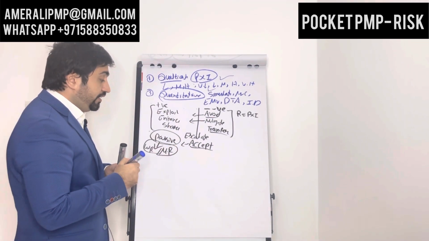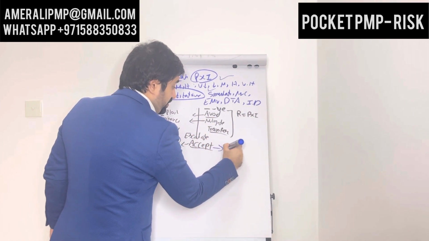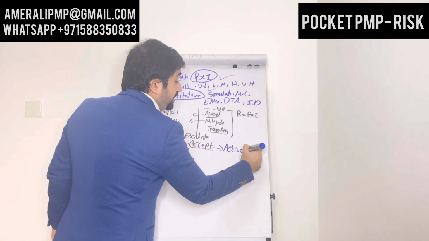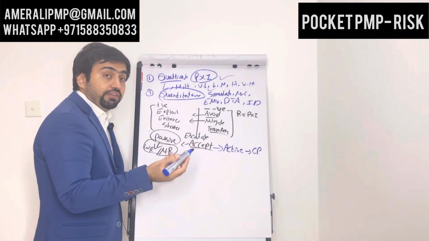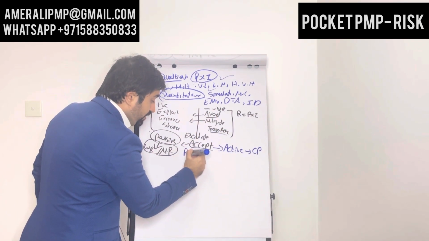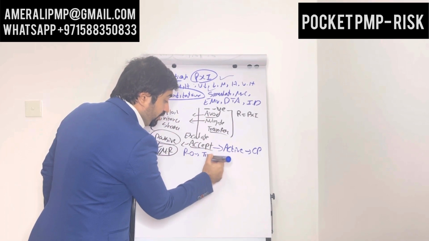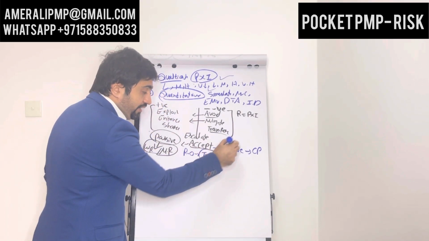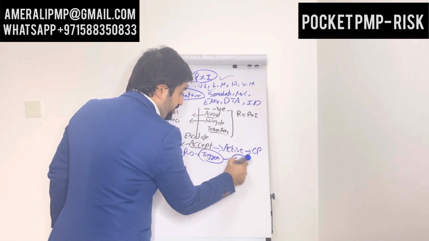Whereas for active acceptance, we use a contingency plan. We make a plan for that risk. How do we make that plan? We set a risk owner. He will look for the trigger. Okay, this risk is going to occur. Check that trigger. When that trigger occurs, then he will implement the contingency plan.